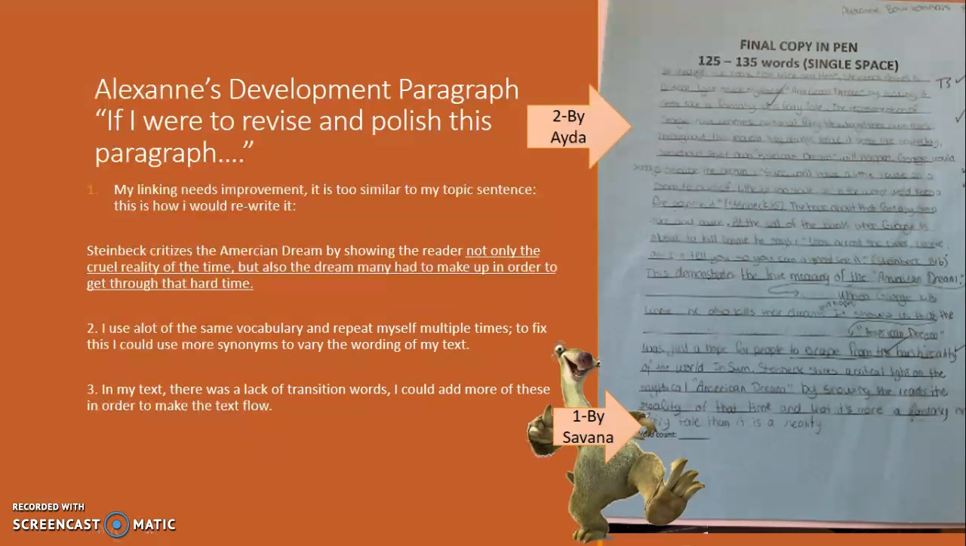Second of all, I use a lot of the same vocabulary and I repeat myself multiple times. So to fix this, I could use more synonyms to vary the wording in my text. For example, instead of writing American dream a lot, I could say hope or just dream instead. Finally, in my text, there was a lack of transition words, so I could add more of these in order to make the text flow.